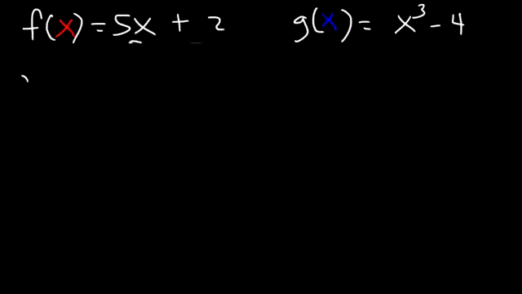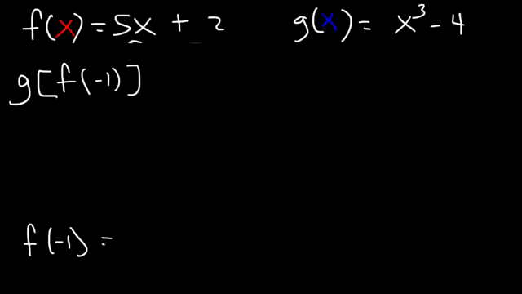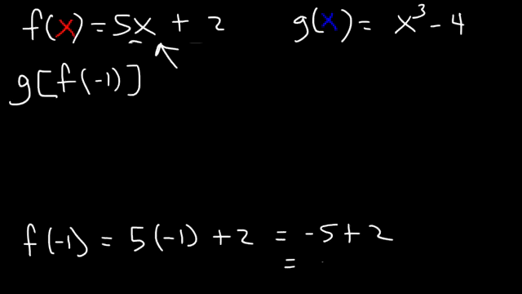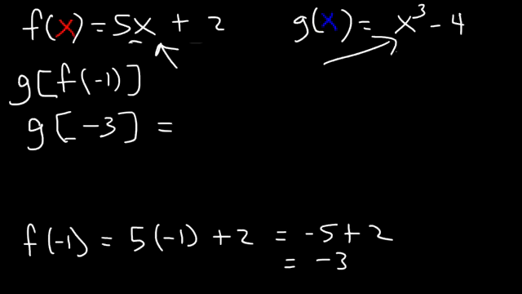So try this one. Evaluate g of f, let's say negative 1. So first, evaluate f of negative 1. That's 5 times negative 1 plus 2. So make sure you're using this equation. That's negative 5 plus 2, which is negative 3. So f of negative 1, we can replace it with negative 3. So now we're looking for g of negative 3, which we can plug into here.